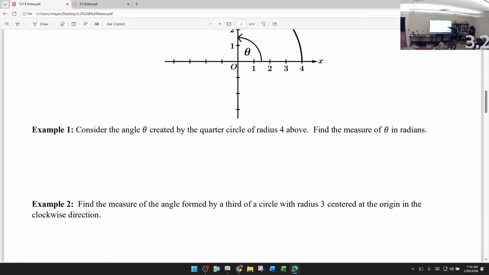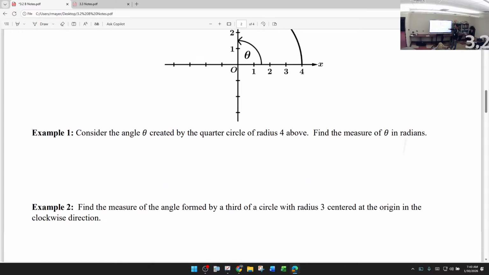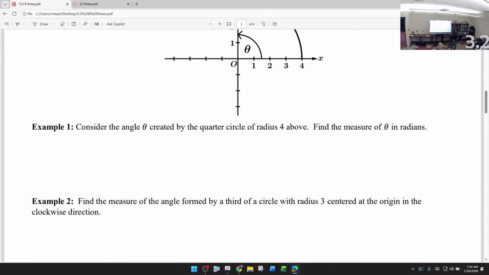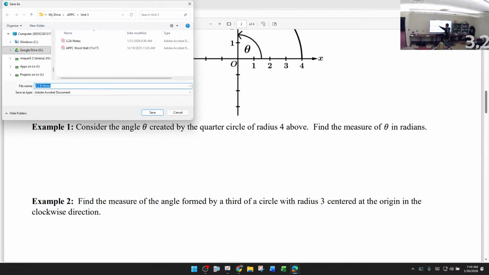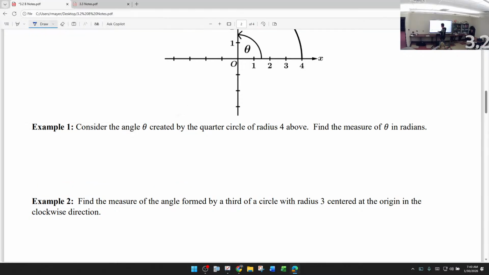Consider the angle theta, find the measure of theta in radians. You don't have to find it. It's pi over 2. Uh-oh, what am I doing? Oh, I don't want to hit that. Sorry, dyslexia. Pi over 2. It doesn't have any symbol. There's no degree. Don't put a degree symbol. If you want to, you could put an R, but it's just nothing. It's pi over 2. It's just a number.